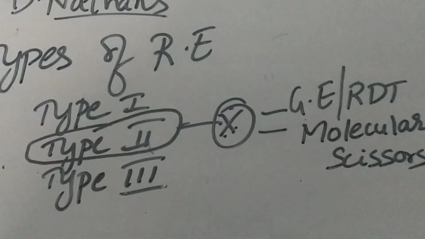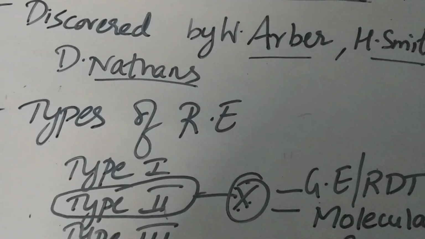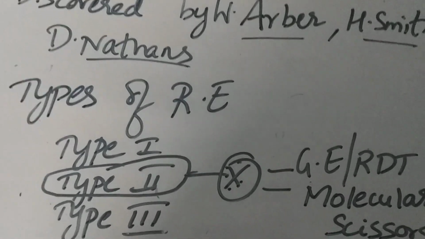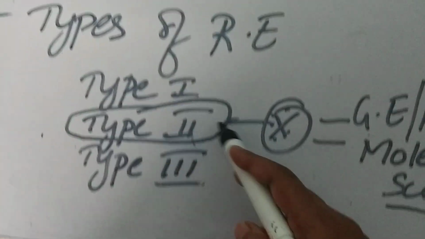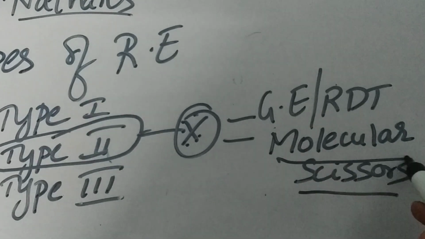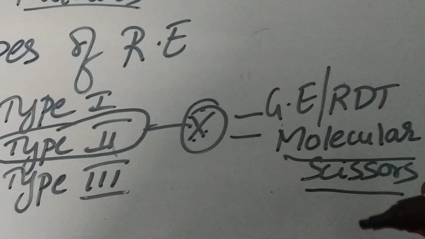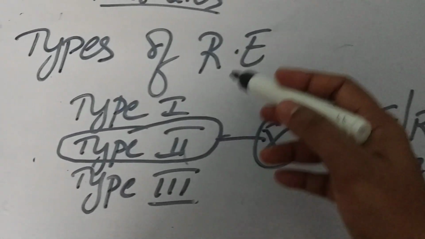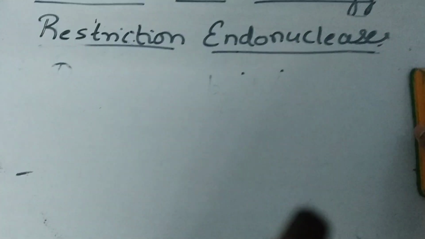Molecular scissors. So what is the purpose of the scissors? If you want to cut a paper or a cloth or a thread anywhere at a specific point, scissors come to your help. Now type 2 restriction endonucleases act as molecular scissors because you are going to use them to cut DNA at specific points. Type 2 restriction endonucleases allow you to cut DNA molecules at specific points. Okay, so let us look at type 2 restriction endonucleases in more detail.